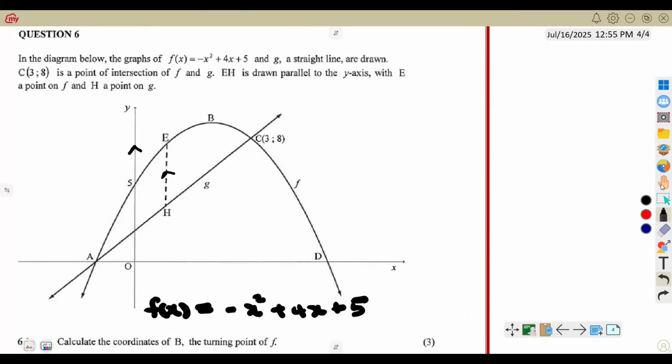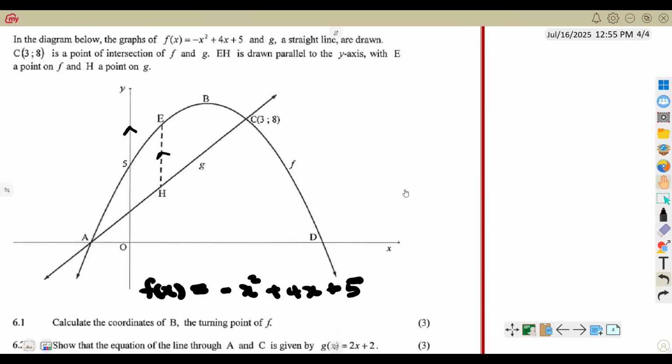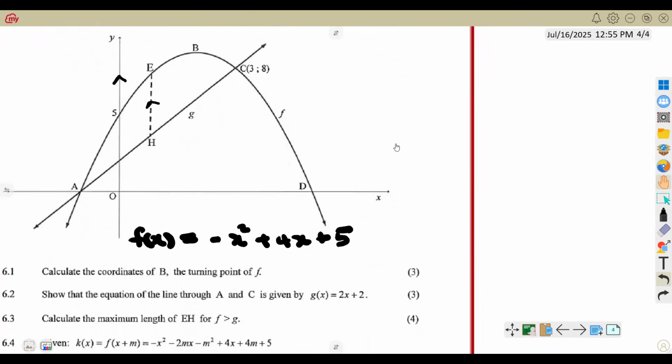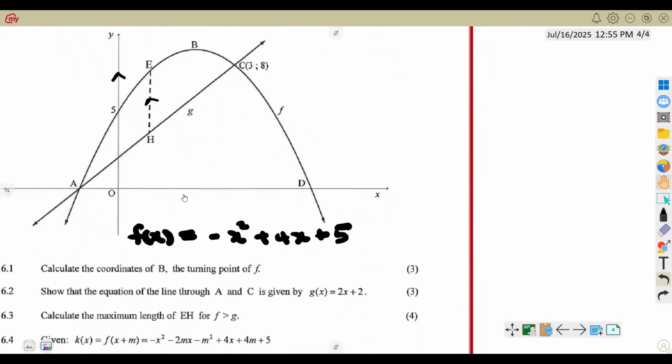Then let's go to the requirements of the question. If we are to check, the first part of the question is saying, calculate the coordinates of B. You are required to calculate the coordinates of B. To get the coordinates of B, B is the turning point. That is question 6.1.